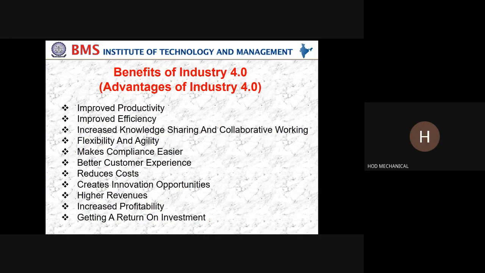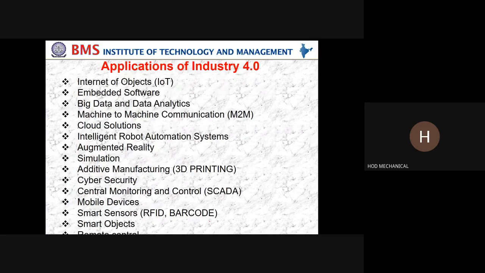Okay, right. So some of the applications of Industry 4.0. Now these are all the things: Internet of Objects or Internet of Things, then embedded software, big data and data analytics, then machine to machine communication, then cloud solutions, intelligent robot automation system, augmented reality, simulation, additive manufacturing, cyber security, SCADA, that is a monitoring system, mobile devices, smart sensors, smart objects, remote control. I just listed the various areas through which this Industry 4.0 can be developed.